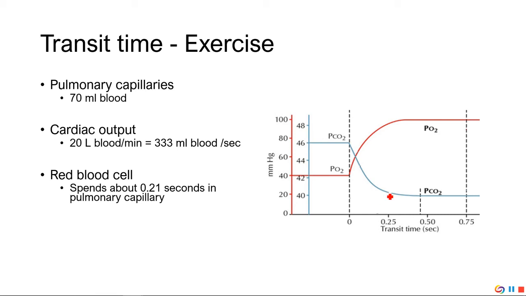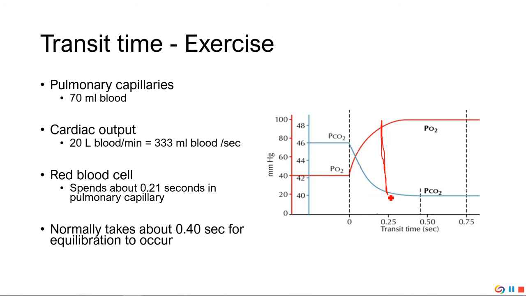So that means we're right about here. Okay, that's not enough time. Remember, it takes 0.4 of a second for equilibration to occur. That's not great. So how do we account for this? Because during heavy, intense exercise, we're pumping 20 liters of blood, but we need the oxygen to make it worthwhile.